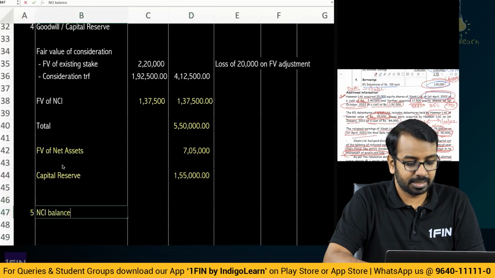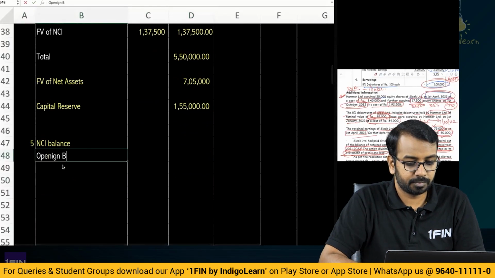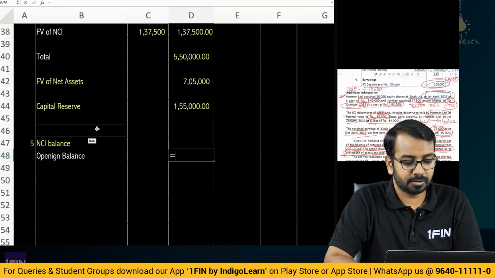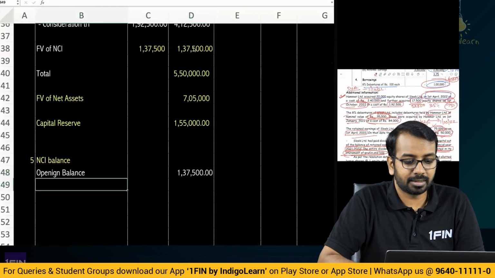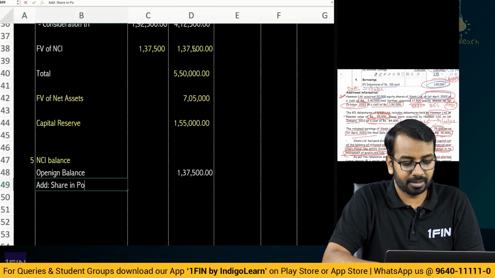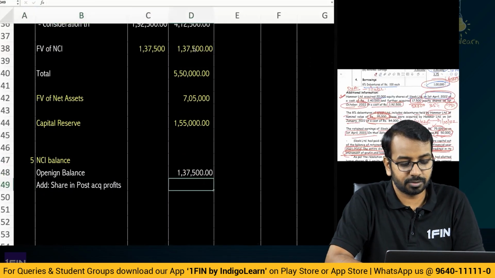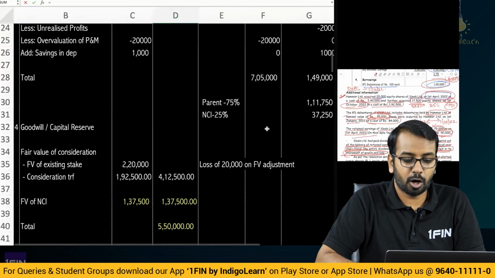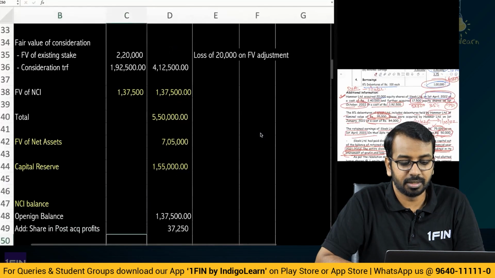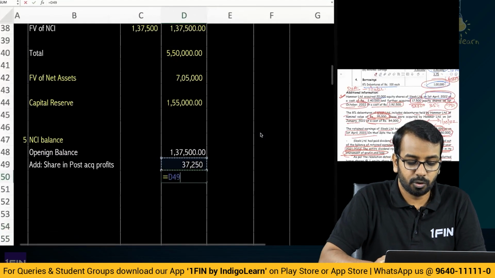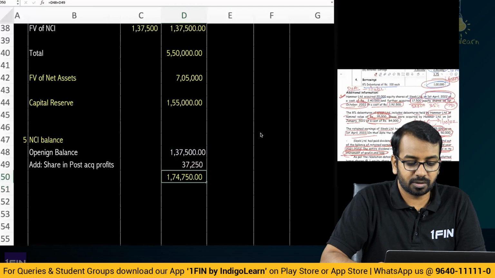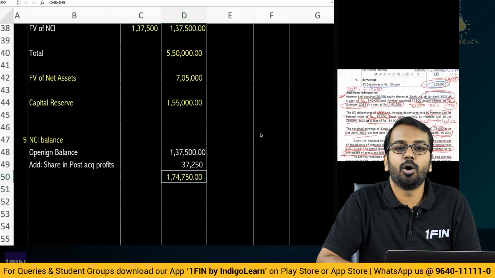Then what is the balance in NCI? Opening balance 1,37,500, add share in post acquisition profits. How much is that? We have calculated here 37,250. So the closing balance is 1,37,500 plus 37,250, which is 1,74,750.